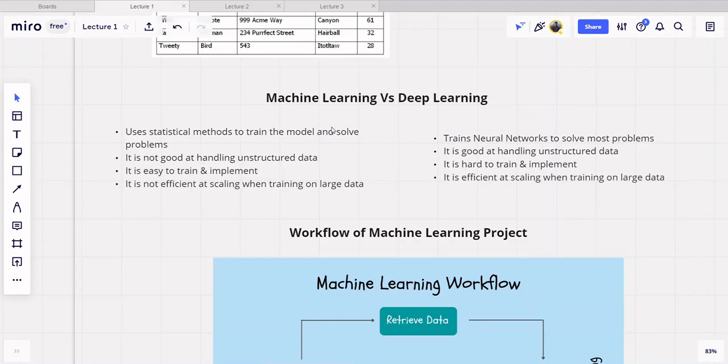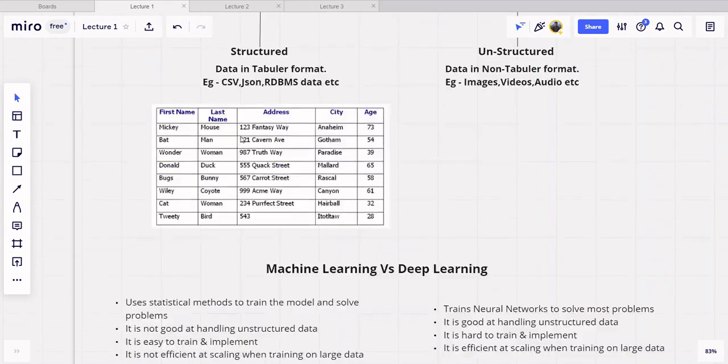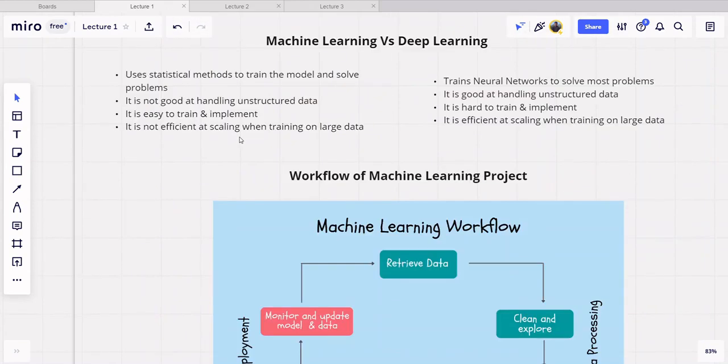Okay, so keep this in mind, that machine learning algorithms are not good if you want to learn a lot of things from a large amount of data, whereas if you have a large amount of data, the neural networks do a very good job in learning the parameters.